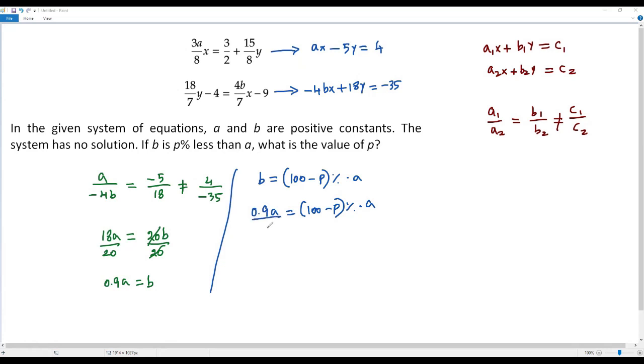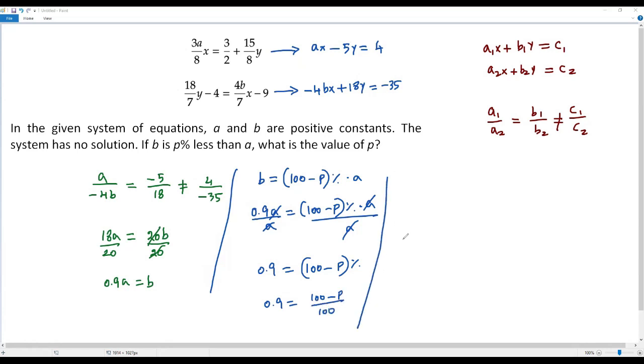Now let me divide both sides of this equation by a. Then this a will cancel out. I'm getting 0.9 equals (100 minus p) percent. Okay, now on the right side, we can write this percentage as a fraction. Then I'm getting (100 minus p) over 100.